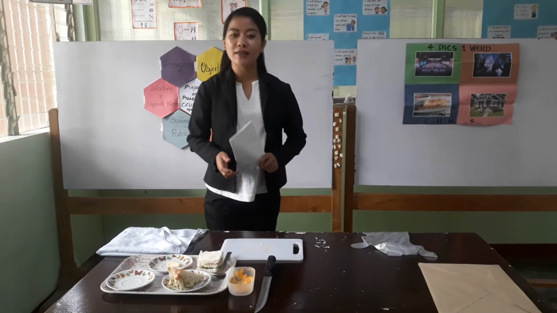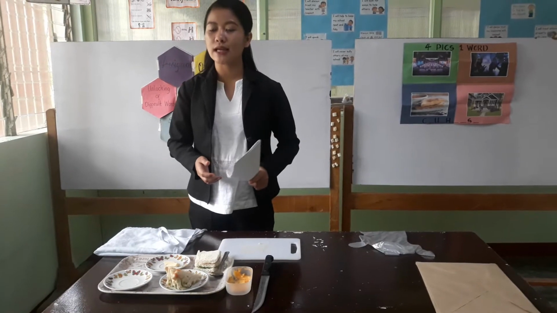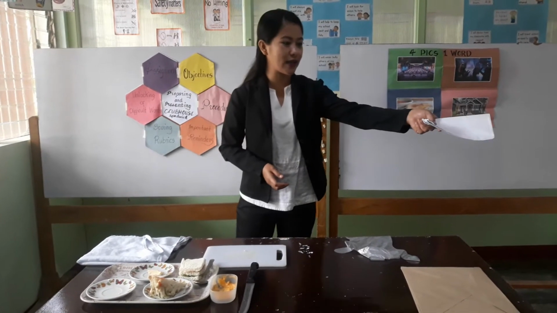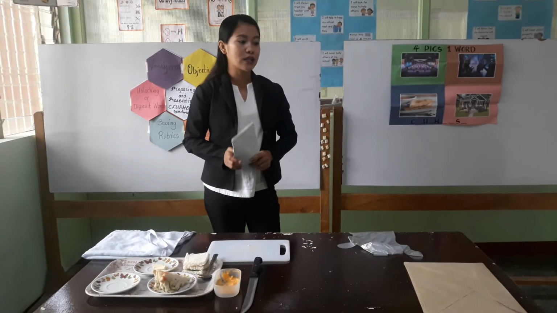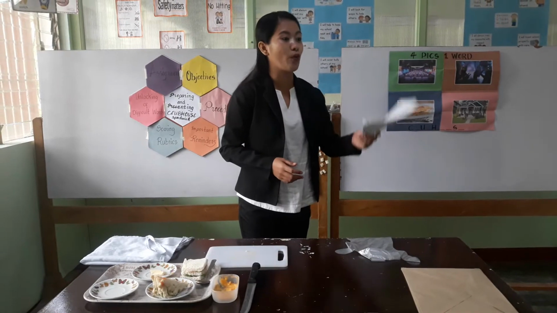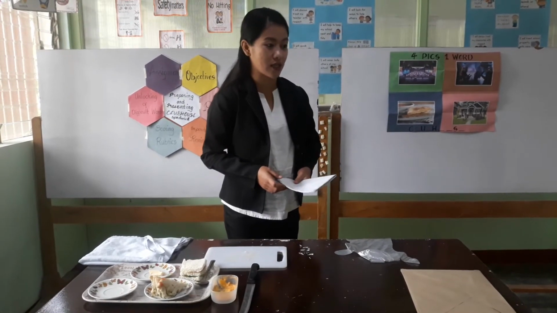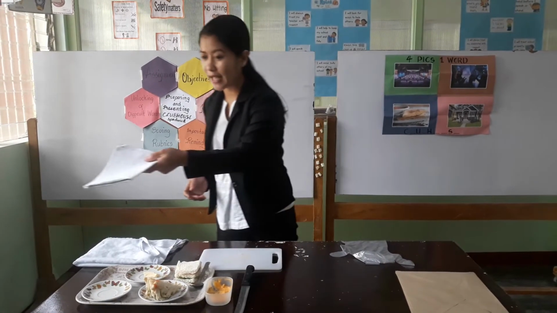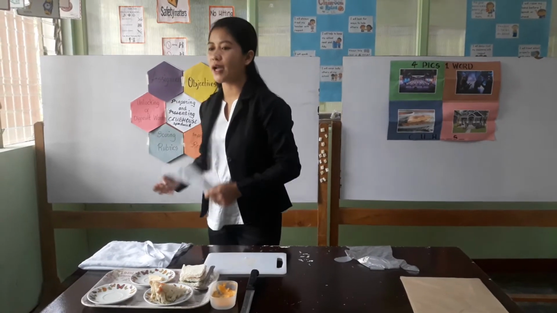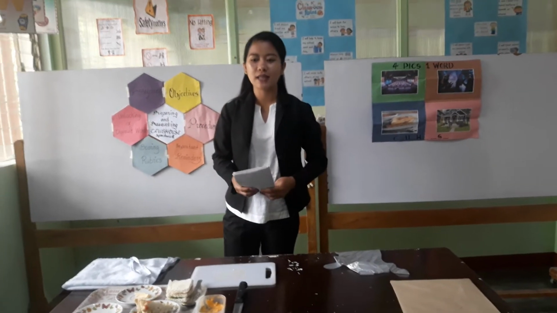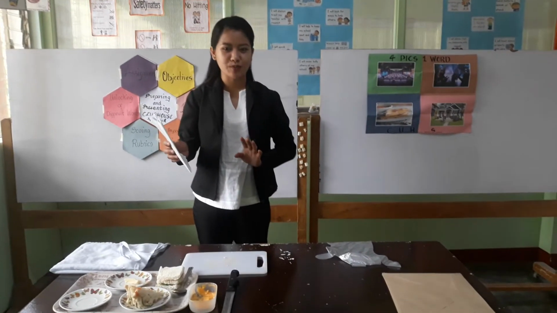So before anything else, let's have first a short recap about what we did last meeting. Anybody? Yes, please stand. What did we do last meeting? Okay, very good. Last meeting we talked about the components in preparing sandwiches. So, what are those two components? We have types of bread and types of filling. Now, do you have any question? Okay, since you don't have any question, now let's move on.